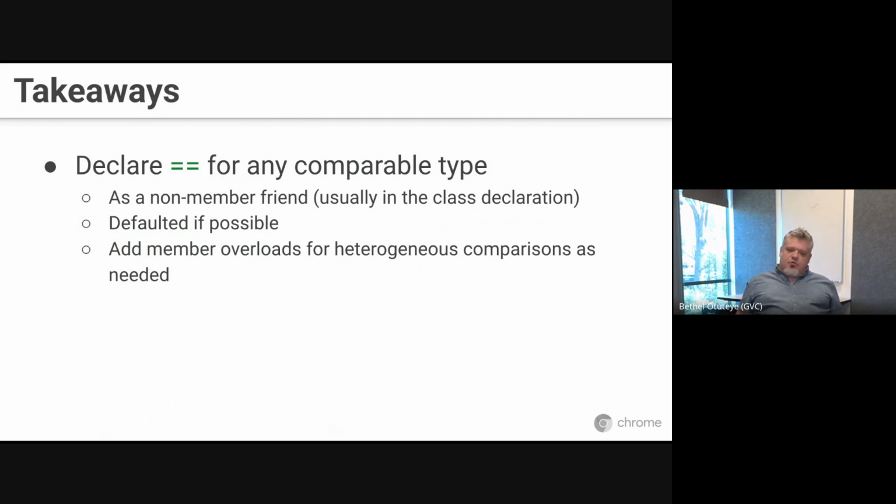If equals is meaningful, specify that. So if you can compare things for equality, then just do it. Do it as a non-member friend, at least for your homogeneous comparisons. Default it as possible. And for heterogeneous comparisons, you don't need to provide both orders. You can just provide one order and it'll work.